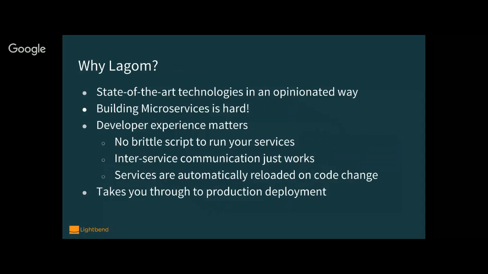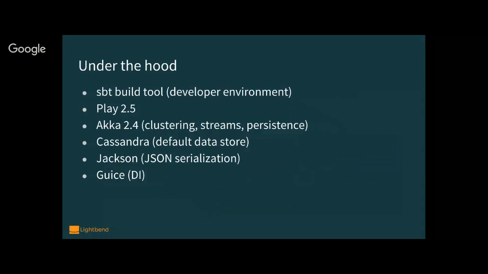So, some of the key features of Lagom. Under the hood, it uses Play 2.5 and Akka 2.4. If you're familiar with those technologies, one of the key things is in Akka 2.4, you have things like clustering, which provide distribution management out of the box. You have streams, which essentially address the issue of back pressure, and you have persistence in the form of event sourcing and Akka Persistence, which we'll talk about again a little bit later.